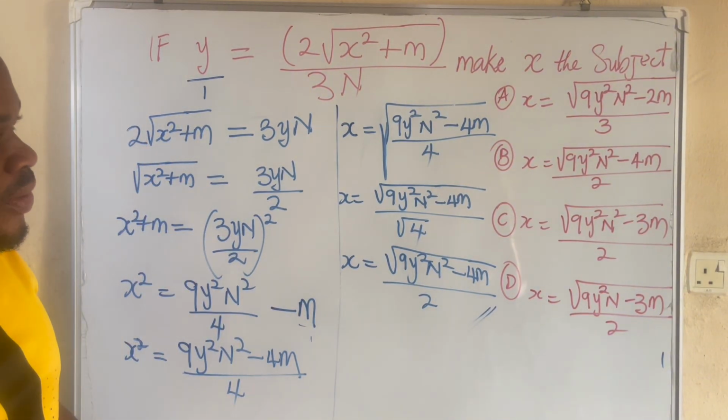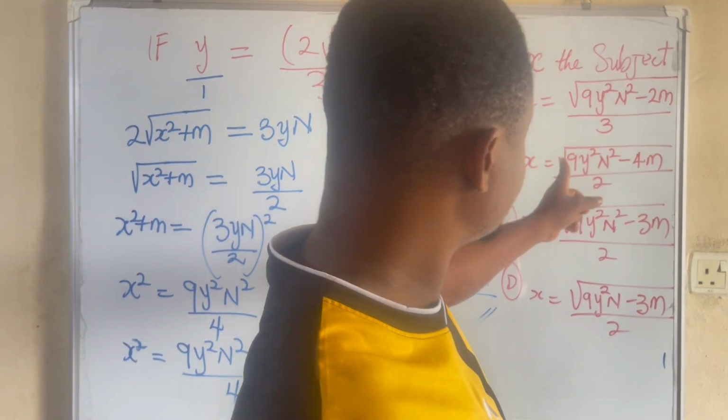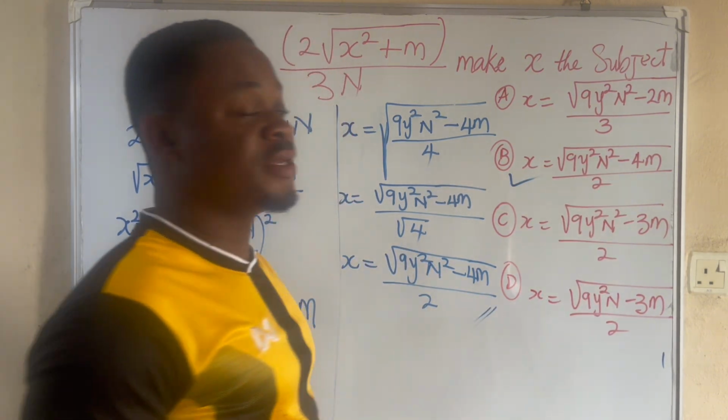Did we get anything that looks like that here? Okay, this is divided by 3. Okay, the answer is B. So B is the correct answer to this.